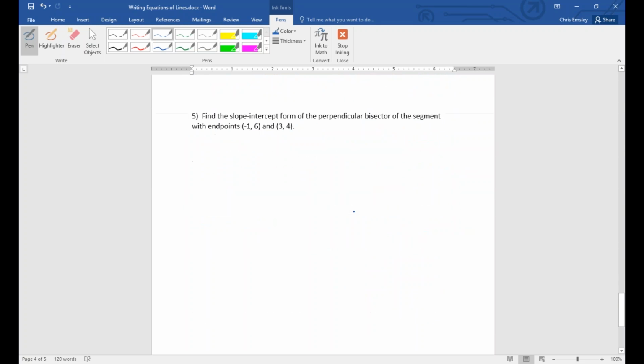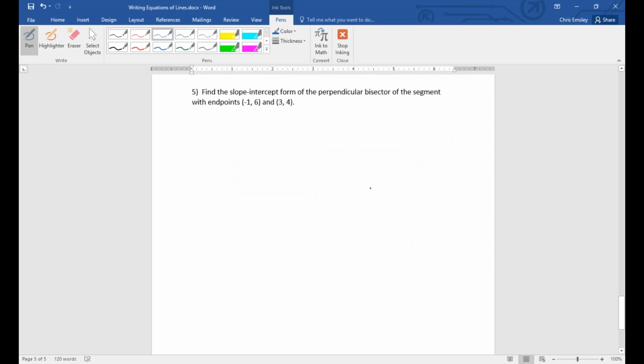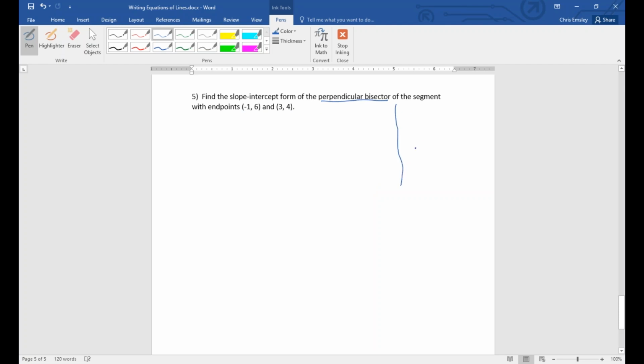Okay, for our last example here, we want to find the slope-intercept form of the perpendicular bisector of the segment with endpoints -1, 6 and 3, 4. So we need to talk about what a perpendicular bisector is. Let's draw ourselves a little picture so we can get an idea of what's going on here. Sorry, that's a little crooked. Let me fix that.